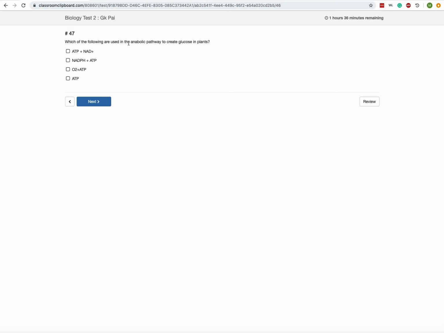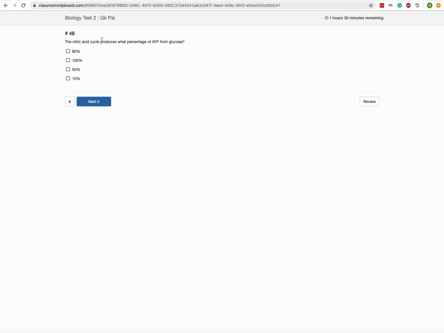Which of the following are used in the anabolic pathway to create glucose in plants? That would be NADPH and ATP. They are used in the Calvin cycle to create glyceraldehyde 3-phosphate, which will be turned into glucose. So yeah, it needs a lot of NADPH and ATP, which it gets from the light reactions in the thylakoid.